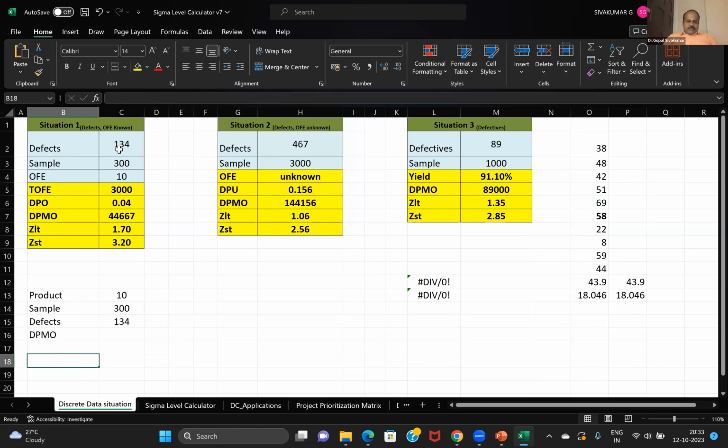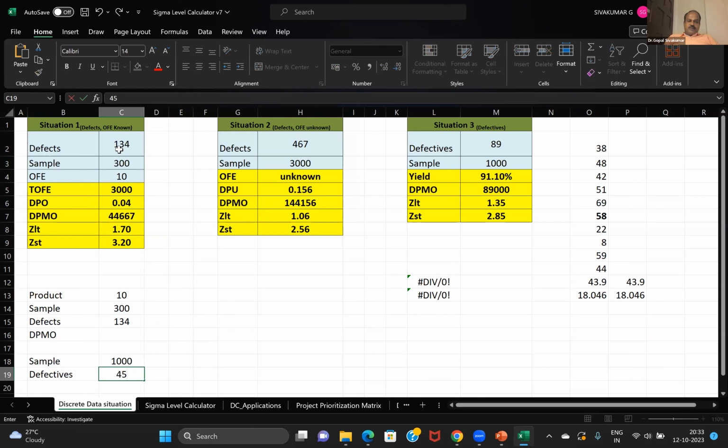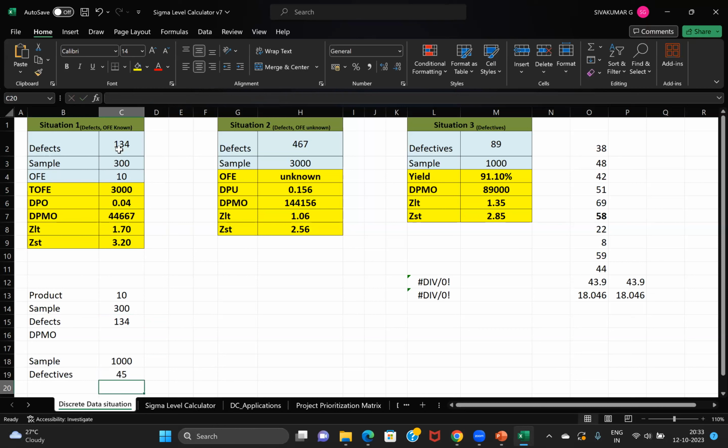Now, imagine your quality inspector checked 1,000 units. After checking 1,000 units, they rejected 45 units. If they reject 45 units, how do we call those 45 units? We call those 45 units defectives. Am I right? Yes. So I go to situation 3.